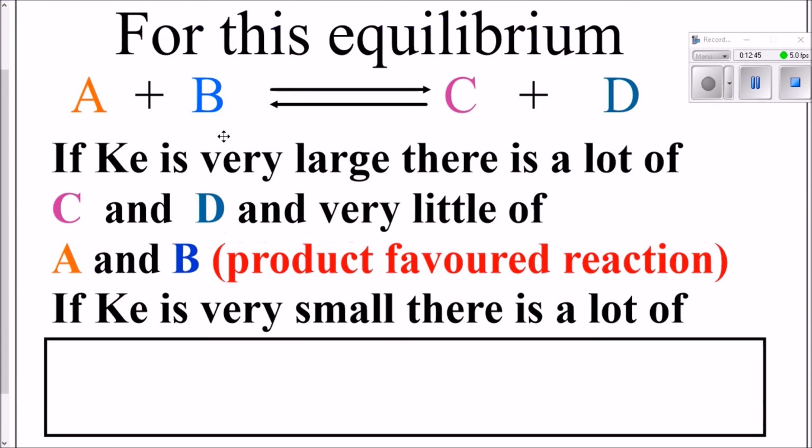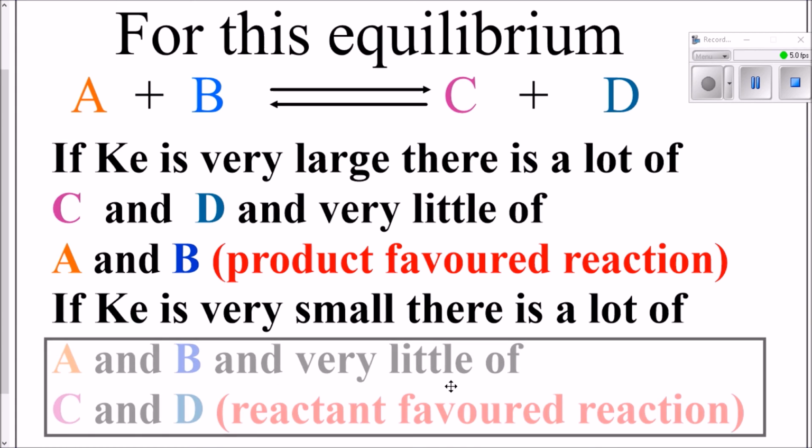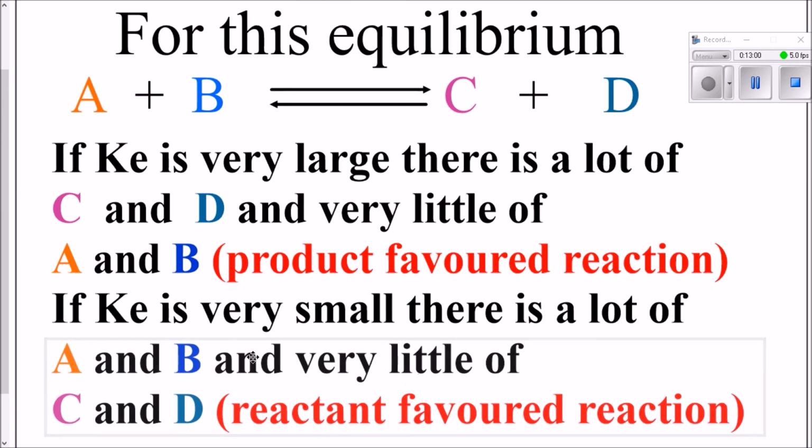If K is very small, that means you have a lot of stuff on the bottom of this expression because it's product over reactants, and that makes the number very small. And what that means is that you are reactant favored. All the equilibriums that exist will be reactant favored. They'll always have a higher concentration of reactants than products.